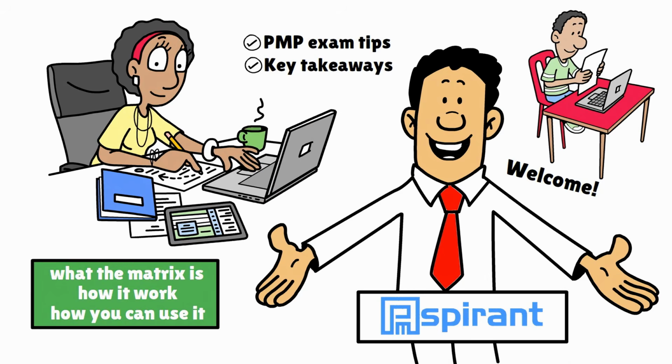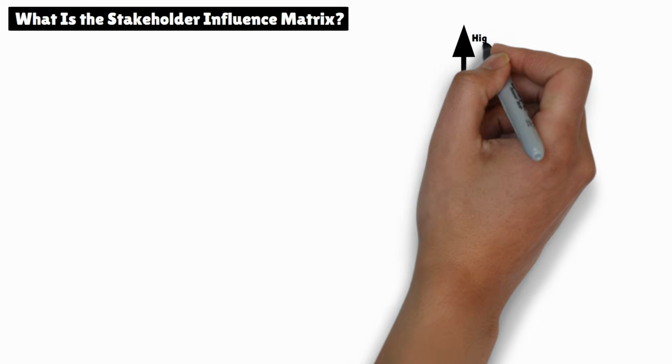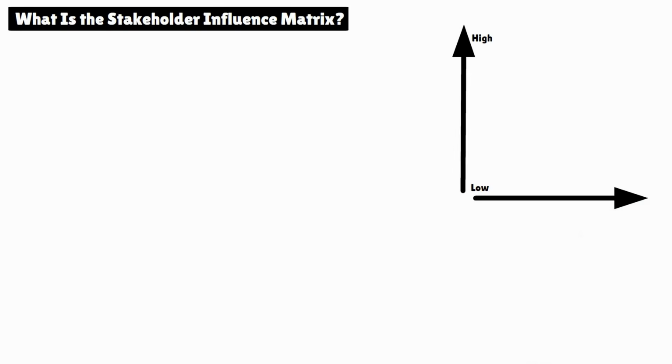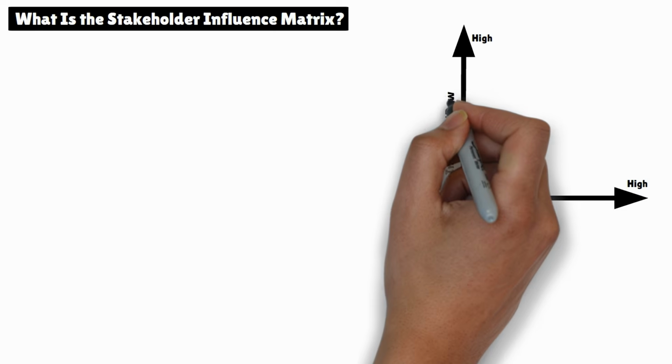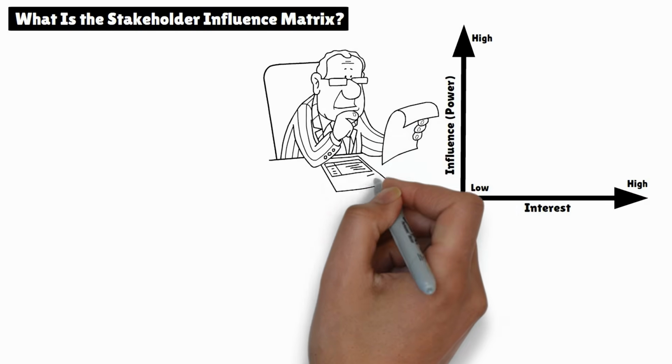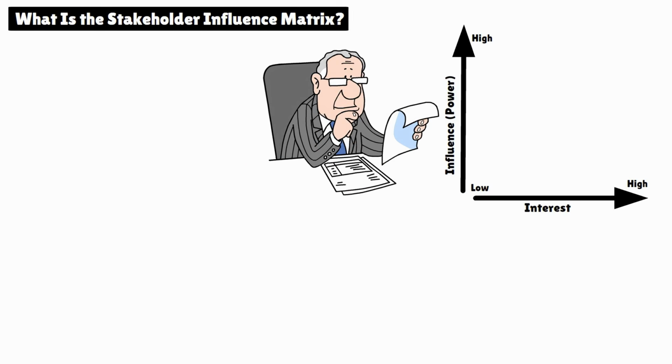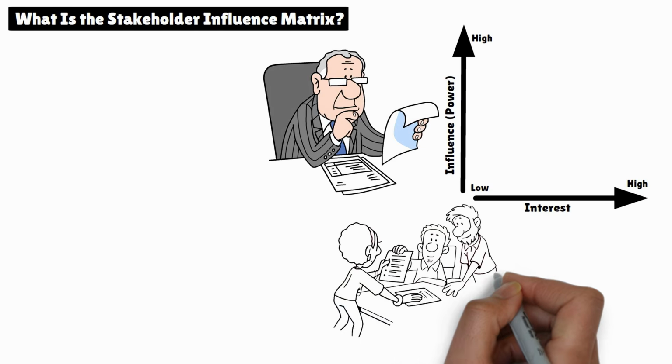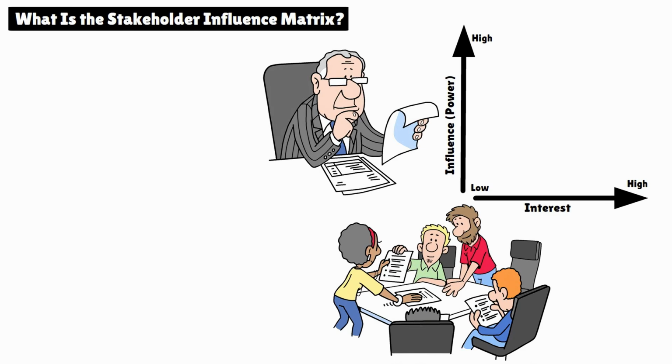What is the Stakeholder Influence Matrix? The Stakeholder Influence Matrix is a tool used to analyze and categorize your stakeholders based on two dimensions, power and interest. Power refers to the stakeholder's ability to influence decisions, allocate resources, or affect the project's direction. Interest refers to how much the stakeholder cares about the project's outcomes or wants to be involved.